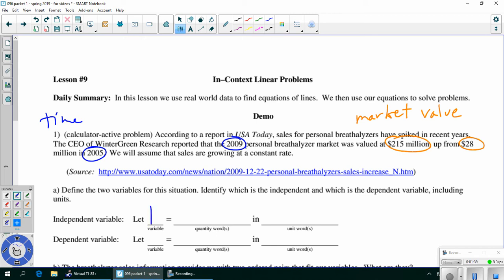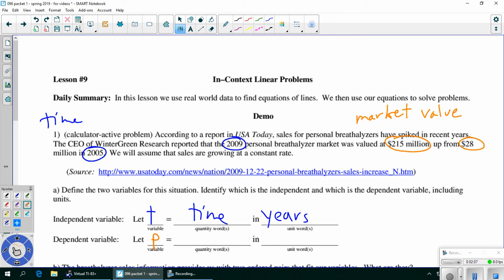So let's say that T is time, and then let's put in years. And then market value is the other variable. You could use M, but just thinking forward, we know we're going to do an mx plus b kind of thing, and M is typically reserved for slope. So I'm not going to use M here because I've already got M representing slope. How about we do P for personal breathalyzer market?